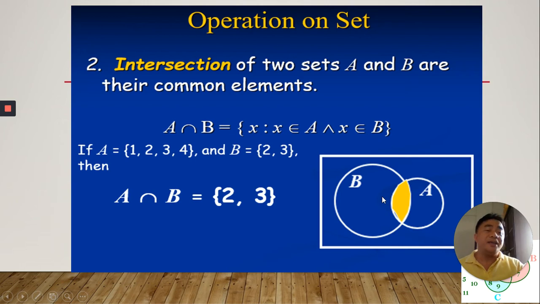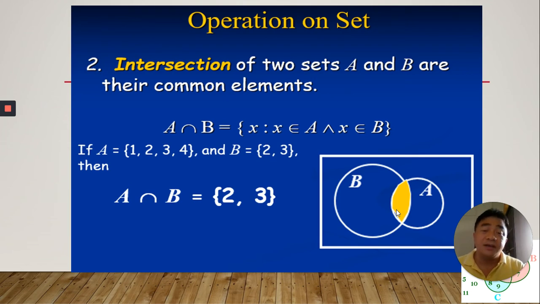And by the use of the Venn Euler diagram, this is the part wherein they join together as their intersection. So not all parts of A and B are joined together, just only the common elements between the two sets. Did you understand about intersection?